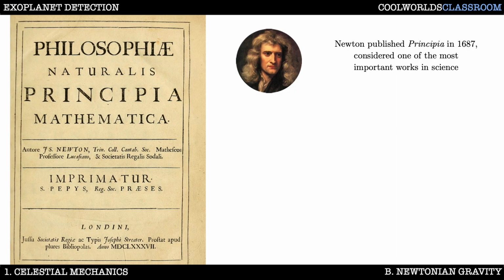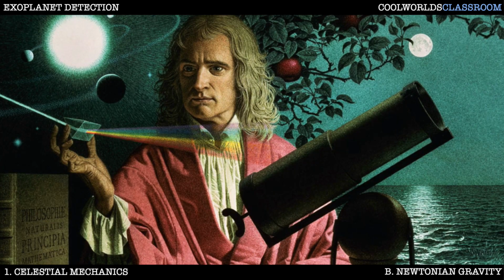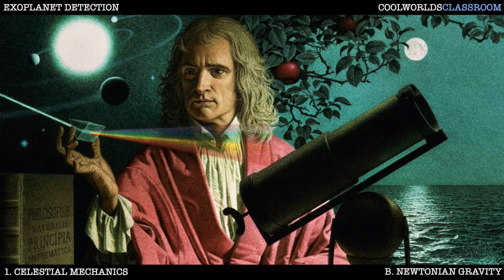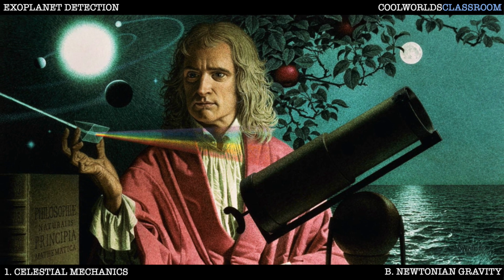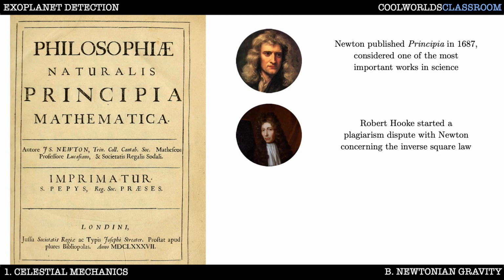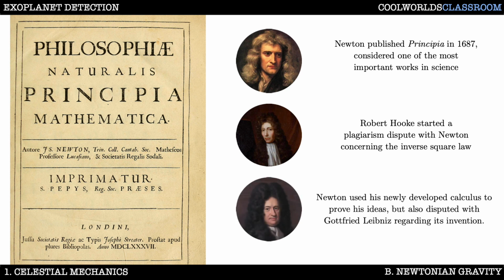As stated, we will be starting from Newton's laws, which were first described in his magnum opus Principia in 1687. Newton was of course absolutely brilliant, but he was also a flawed character. He famously courted controversy with both Robert Hooke regarding the discovery of the inverse square law, and also Gottfried Leibniz regarding the invention of calculus.